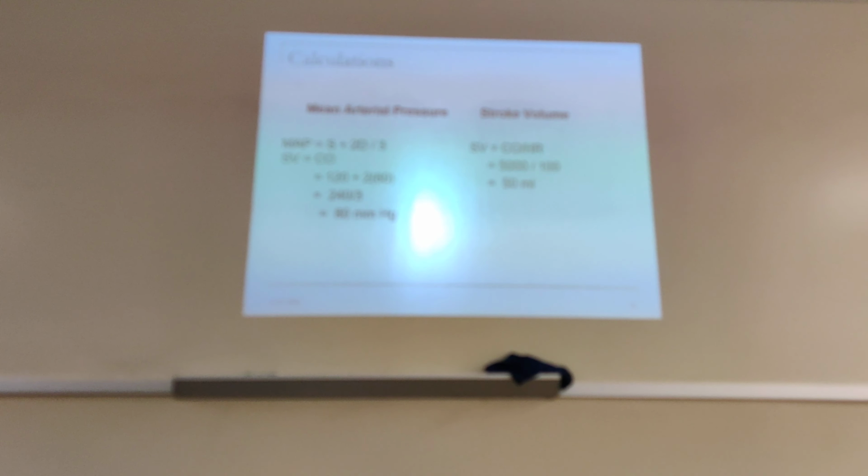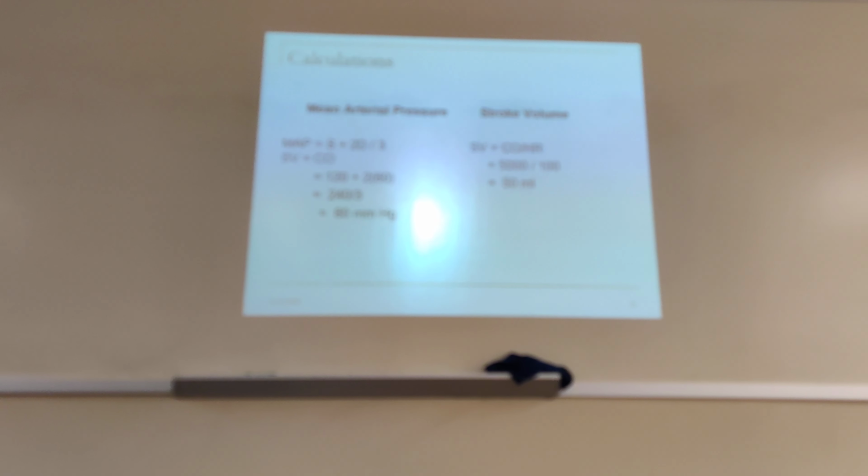Then I can look in the formula. I can calculate my cardiac output, my stroke volume. I can calculate stroke volume because the cardiac output is given and the heart rate is given. So here's the formula: stroke volume equals cardiac output divided by heart rate.